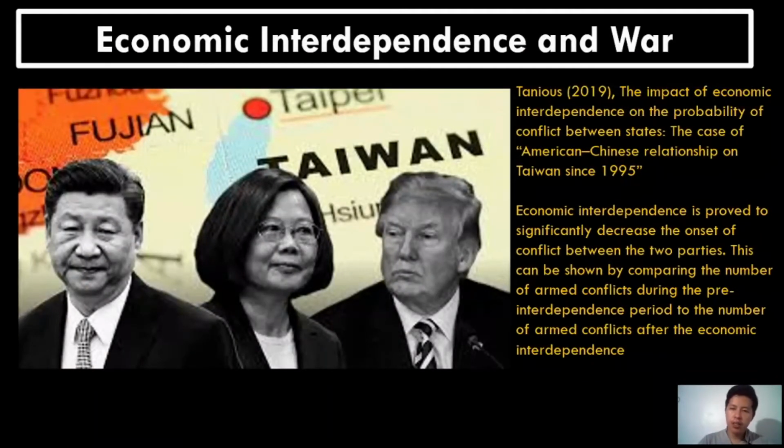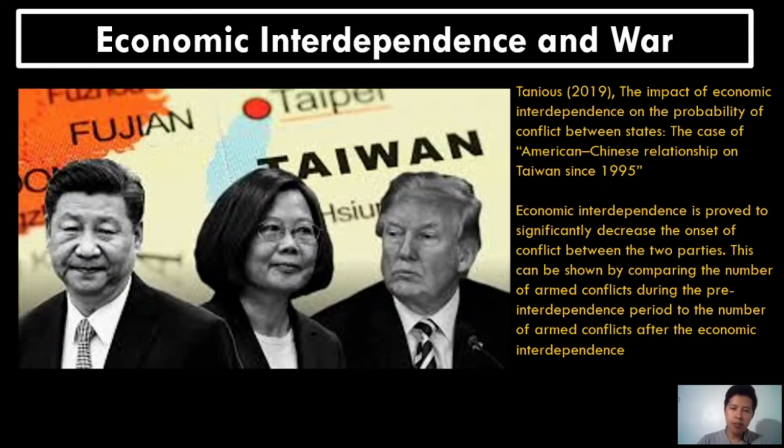Now, economic interdependence and war. What is the effect of economic interdependence on the possibility of conflict? Among armed conflicts in regions all around the world, one of the most highly watched situations is the problem of China's claim over Taiwan as a province of China. Although Taiwan is recognized by the United States as an independent country, many countries in the world still do not recognize Taiwan as an independent country because they believe that Taiwan is a province of mainland China. While it is true that Taiwan was recognized by the United States, China is also a powerful country and does not recognize Taiwan as an independent country. And so there is a looming war in that particular region.